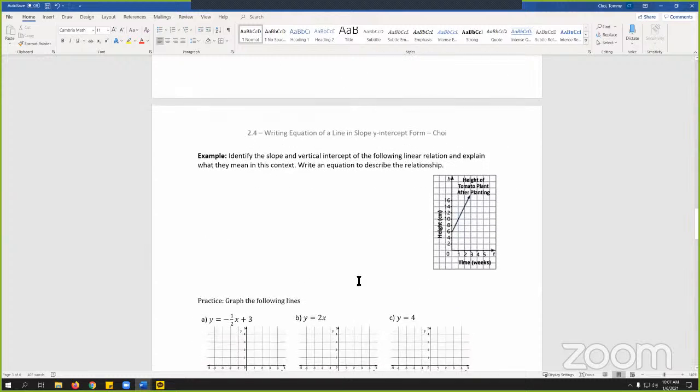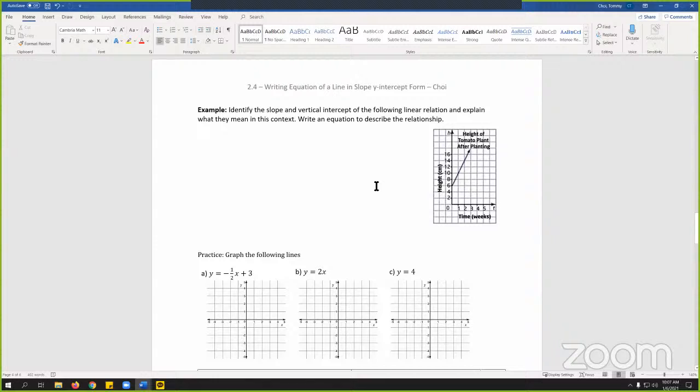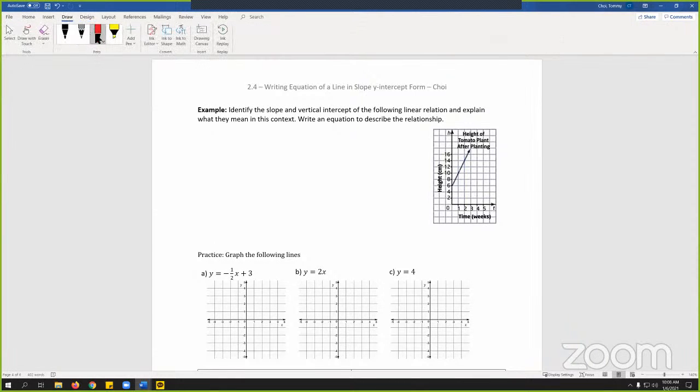All right. Moving on here, we're going to do one more question, and then we're going to do the asynchronous portion where I give you around 15-20 minutes to do the practice questions, and then we move on. So here, example, identify the slope and vertical intercept of the following linear relation and explain what they mean in this context. So this is kind of like a communication problem on a test.